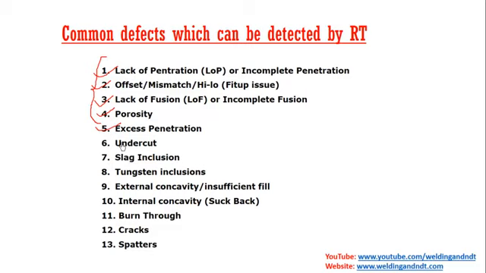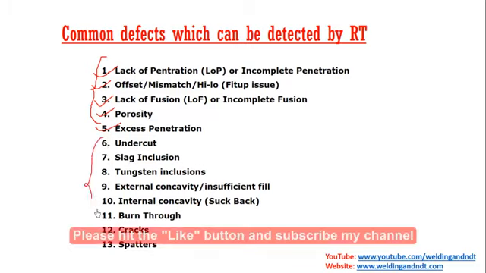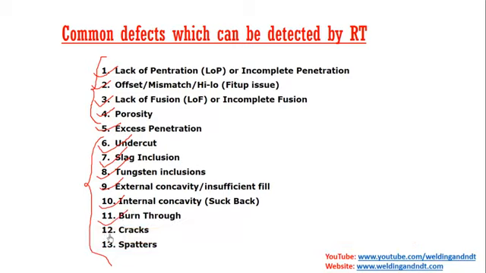Now in the present video, I'll explain the remaining defects: undercut, slag inclusion, tungsten inclusion, external concavity, internal concavity, burn through, cracks, and finally spatters.